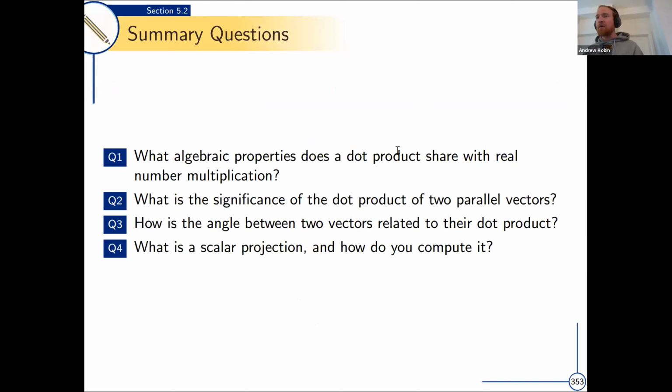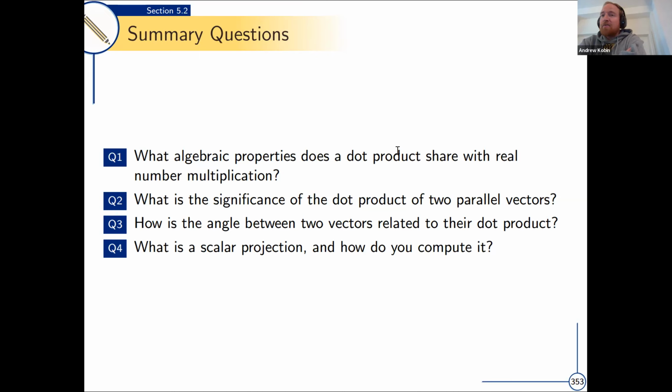Here are some summary questions for you to think about. What algebraic properties does a dot product share with real number multiplication? And can you think of ways that these are different or behave differently? Next, and probably the most important question coming from this video is, what is the significance of the dot product of two vectors? And in particular, what's the interpretation of the dot product of two parallel vectors?